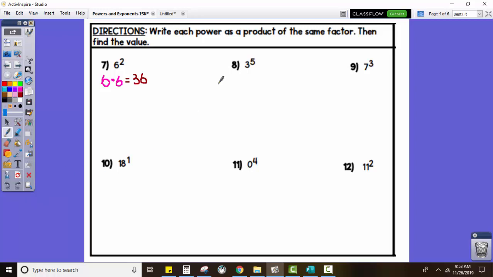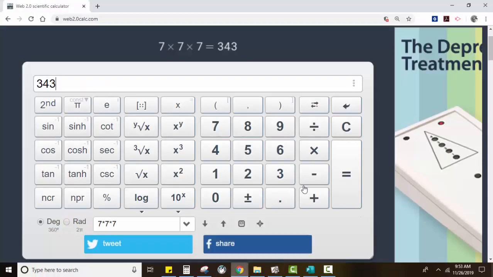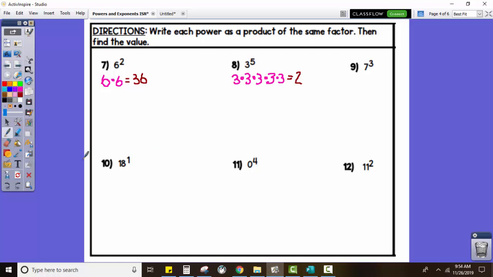Number 8, I see I have 3 to the 5th. So 3 five times. 3 times 3 times 3 times 3, 1, 2, 3, 4 times 3 is 5 of them. And we'll figure out what this equals here. 3 times 3 times 3 times 3, there's 4 times 3. Got 1, 2, 3, 4, 5 of them equals 243.